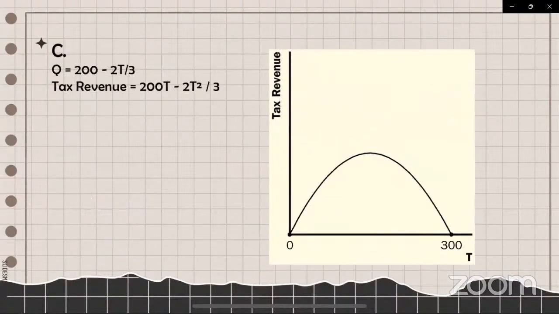Since the tax revenue is equal to T multiplied by Q, and Q is equal to 200 minus 2T divided by 3, tax revenue equals 200T minus 2T squared divided by 3. The figure below shows a graph of this relationship. Tax revenue is 0 at T equals 0 and at T equals 300.